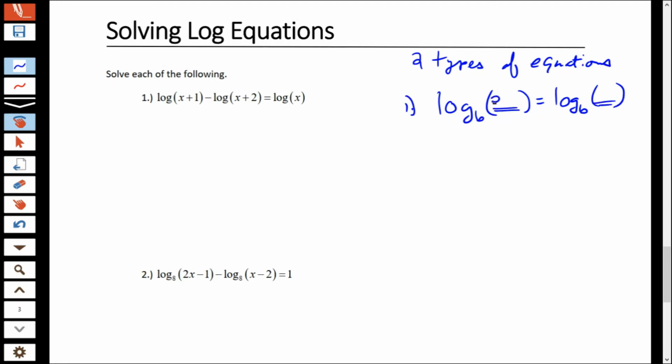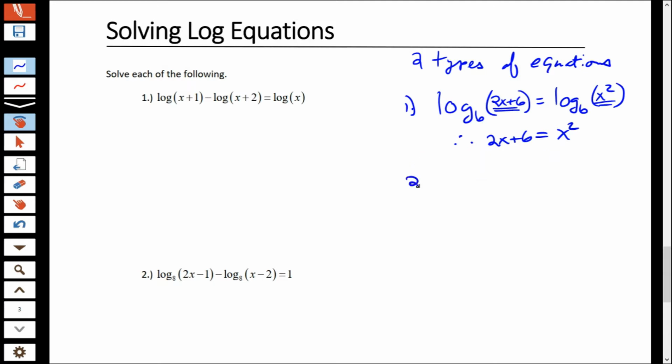So if this is like 2x plus 6 and this is like x squared, we would say x squared has to be equal to 2x plus 6. Okay, so as long as the bases are the same on both sides of the equation, we can set the insides equal, just like we did for exponents, right? As long as the bases were the same, the exponents were equal.